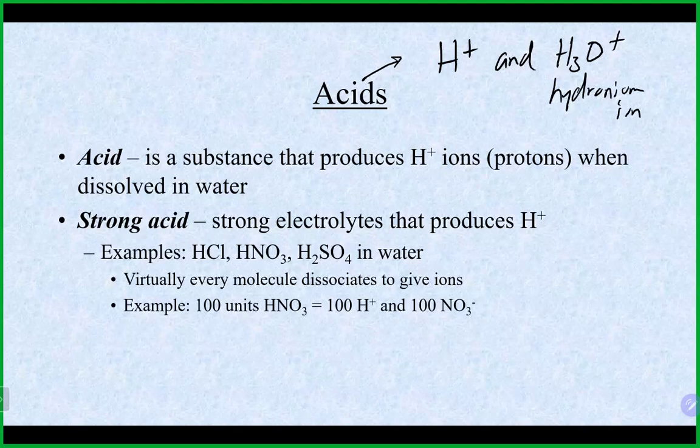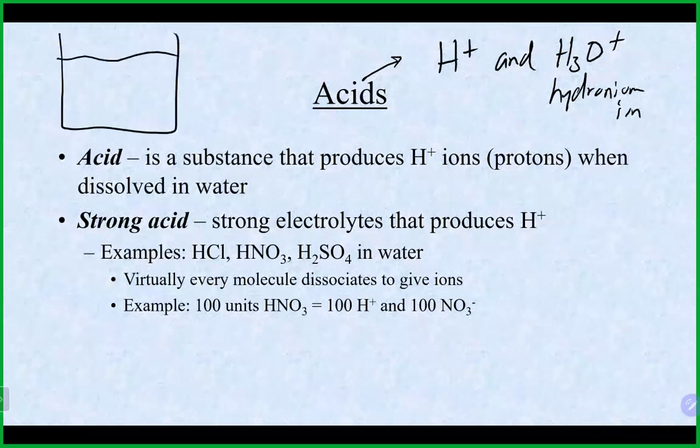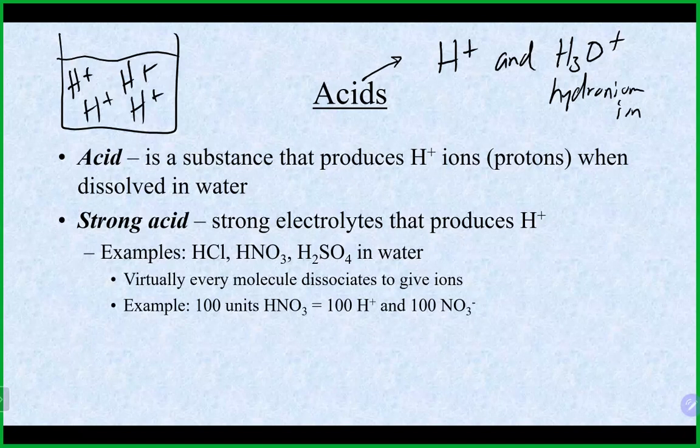Now, when we talk about something producing this, what we are talking about is the ability to, in a solution, basically produce free H pluses floating around. So the ability to produce just a bunch of free H pluses floating around freely in that solution is what we're talking about, is the ability of it to be an acid.